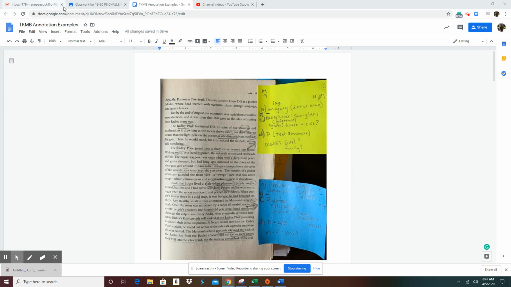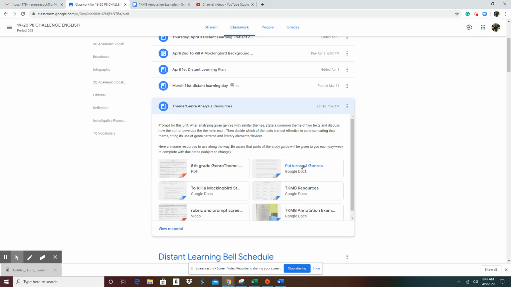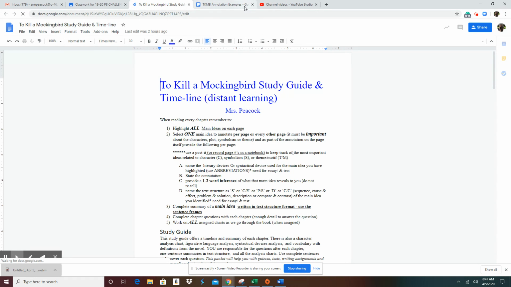Okay, so the directions for annotating are found in your resources under the To Kill a Mockingbird study guide. Highlight all main ideas, select one main idea to annotate, or every other page if you have an accommodation, and then you're going to select one that's a real main idea, and you're going to do A, B, C, and D. Very similar to what we did in the poem analysis.